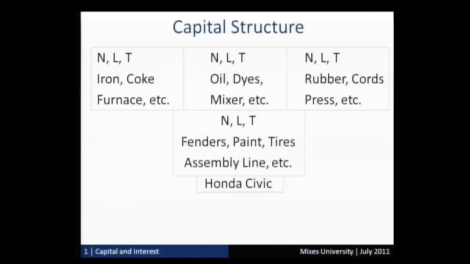But since capital goods are produced factors of production, the fenders, the paint, the tires have to be produced as well in a separate production process. So we have a production process prior to the assembly of the car where the fenders are made out of steel, and the paints are made out of oil and dyes, and the tires are made out of rubber and steel cords and so on and so forth. And it doesn't take too much imagination to see that these stages of production progress to fairly high degrees. You have many stages of production, not just these so-called lower stages of production.